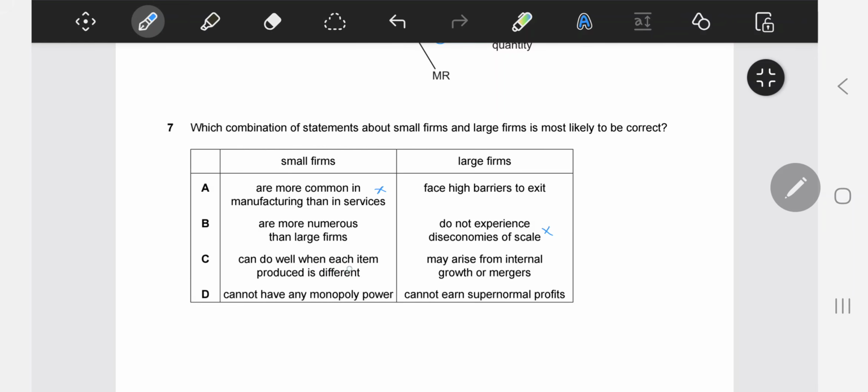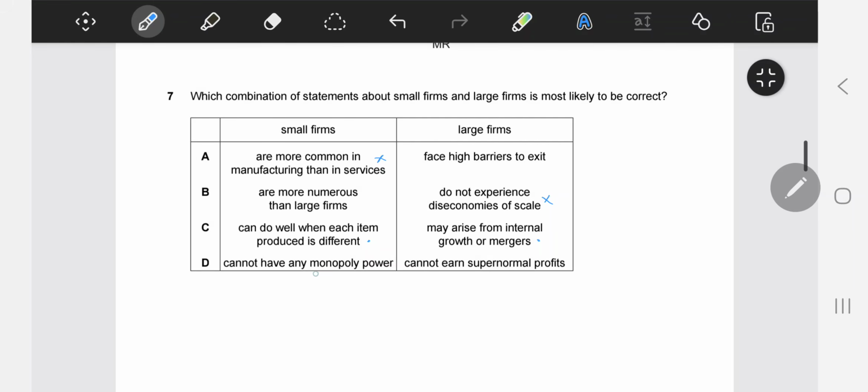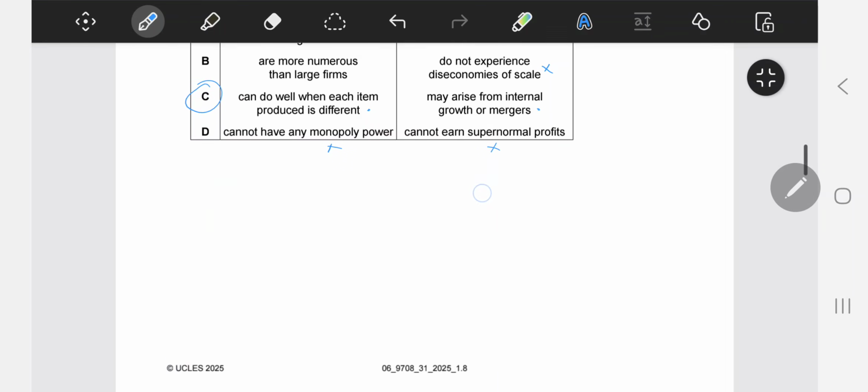Can do well when each item produced is different. Okay. May arise from internal growth or merger. So this one is also okay. Cannot have any monopoly power. So they can. This one is wrong. Cannot earn supernormal profit. So they can. This one is also wrong. So for 7, let's go with C.